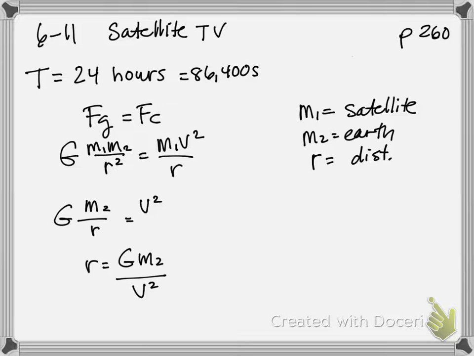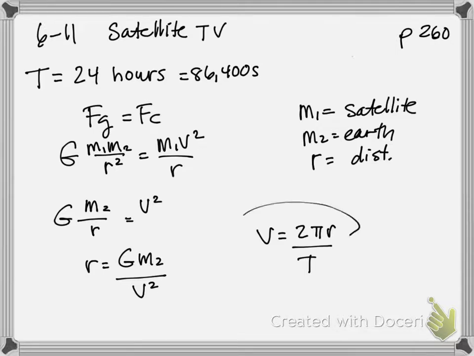We don't know the speed of the satellite, but we do know how long it takes to go once around. So we can write, as we have a couple of times for anything that moves in a circle, the velocity is equal to the circumference of that circle over the period. Now, we do know the period. We don't know the radius, but we can plug that in.